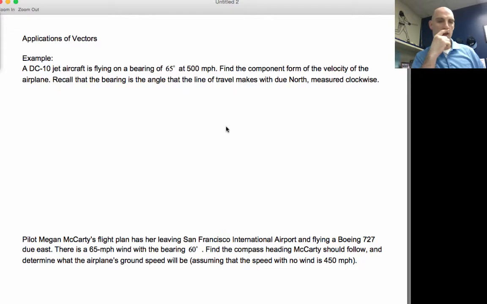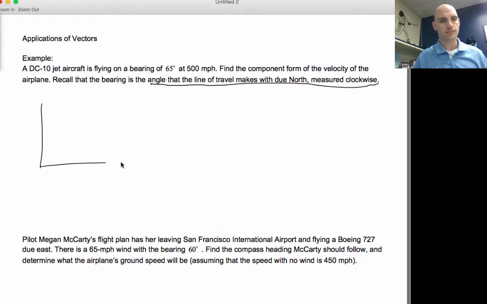A DC-10 jet aircraft is flying on a bearing of 65 degrees at 500 miles per hour. Find the component form of the velocity of the airplane. Recall that bearing is the angle that the line of travel makes with due north measured clockwise. Whew. Okay, what does that mean? Let's draw a picture. I've got an airplane flying at a bearing of 65 degrees, makes with due north, right? So if this is north, then this measured clockwise is 65 degrees, right?